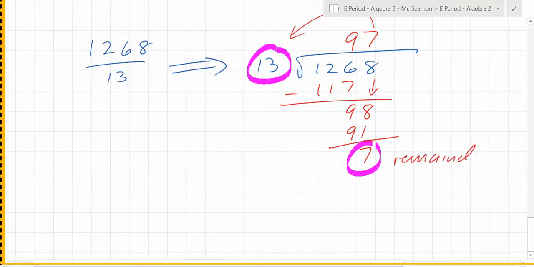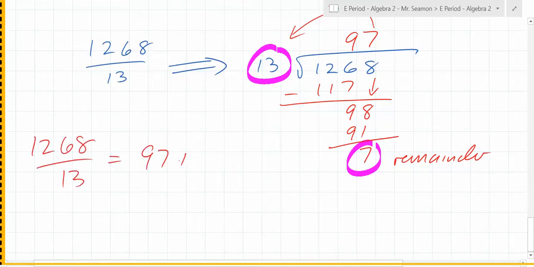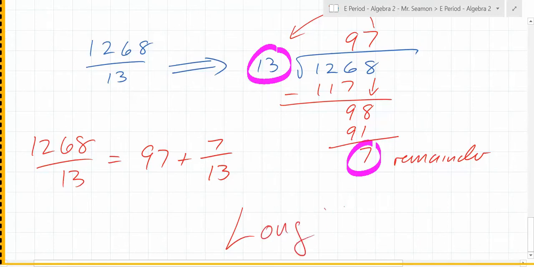So what did we just figure out? We just figured out that 1,268 divided by 13 is equal to what? 97 plus 7 over 13, or 97 and 7/13. Correct. I like the plus because I hate mixed fractions. Hate them, hate them, hate them. They are terrible, evil, and only hurt you later in life. 97 plus 7 over 13. Okay, so we just did long division, right?